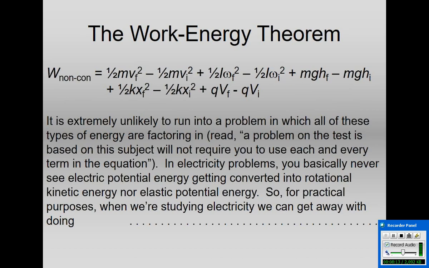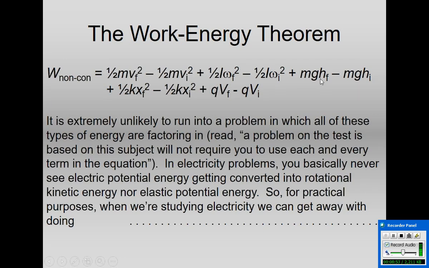If you remember from Physics 140, the work energy theorem, one variation of it says that the work done by non-conservative forces equals the change in kinetic energy plus the change in the potential energy of conservative forces. What I've done on the screen is I've more or less written that out. We see work done by non-conservative forces on the left-hand side, but we see change in kinetic energy, 1/2 m v final squared minus 1/2 m v initial squared. We also see change in rotational kinetic energy, 1/2 I omega final squared minus 1/2 I omega initial squared.